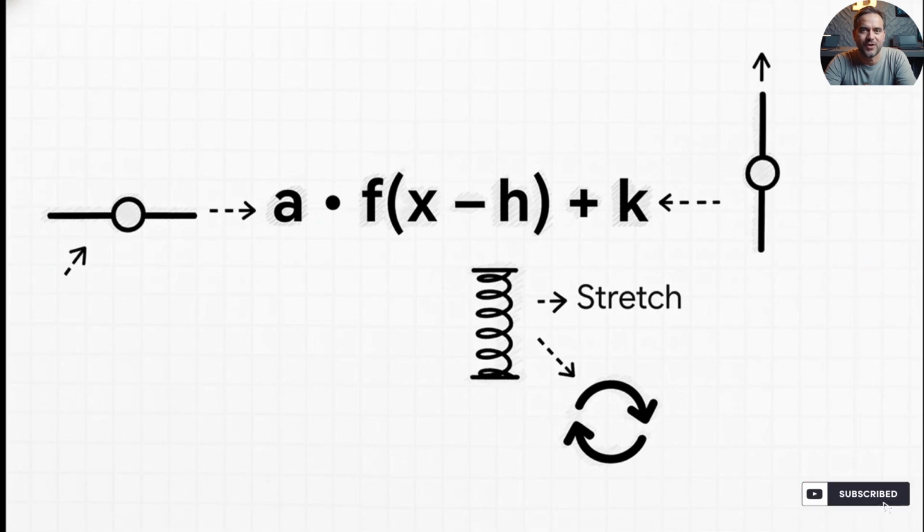So let's wrap this all up. What are the key things to remember? First, changes inside the function are horizontal, and they often feel backwards. Changes outside are vertical, and they're intuitive. Adding and subtracting just slides the graph around. Multiplying warps and flips it. And the most important rule of all, always follow the order of operations.